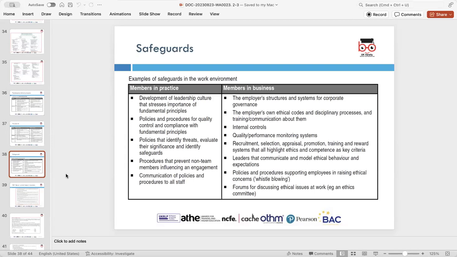Leaders who communicate and model ethical behavior and expectations, and policies and procedures supporting employees in raising ethical concerns, and forums for discussing ethical issues at work, for example, an ethics committee.